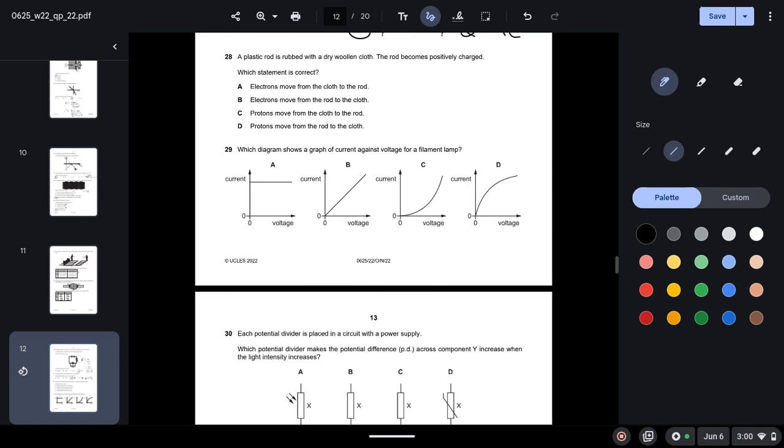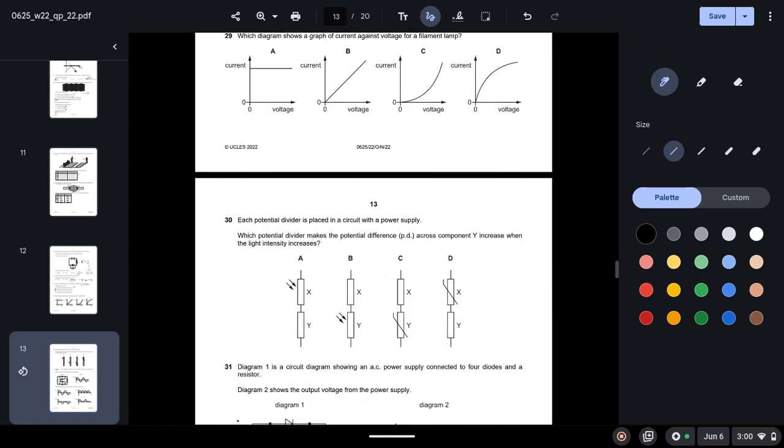A plastic rod is rubbed with a dry woolen cloth. The rod becomes positively charged. Which statement is correct? Electrons move from cloth to the rod. This is incorrect, because then the rod would have become negatively charged. Electrons move from the rod to the cloth. So this is correct, because when the rod loses electrons, it will become positively charged.